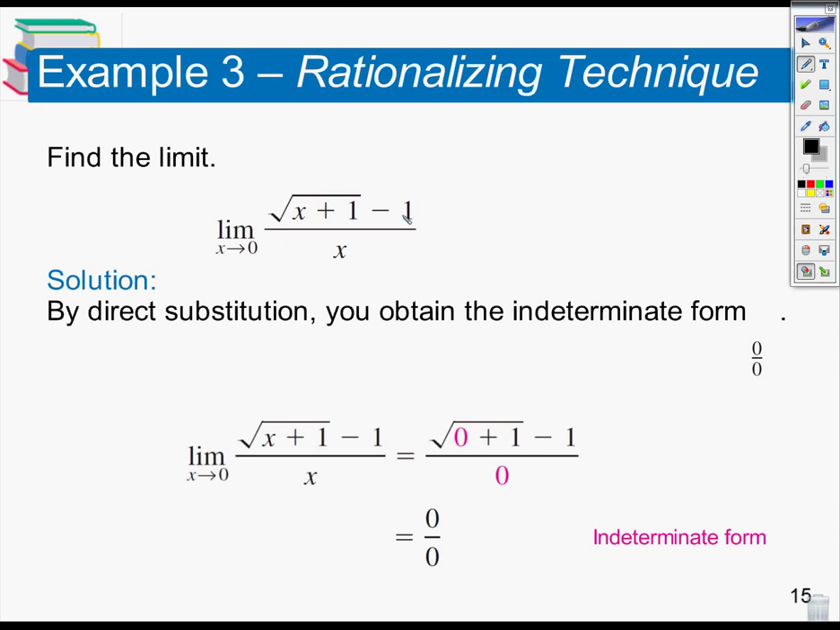If we look at this first example here, we have the limit of this seemingly complex function as x approaches 0. Now, if you put in a 0 up here, you're going to get 0 on the bottom. And then up here, you're going to get 0 plus 1, square rooted, minus 1. So you end up with the indeterminate form, 0 over 0. And that's where you know you got to do something else. Direct substitution is failing you.